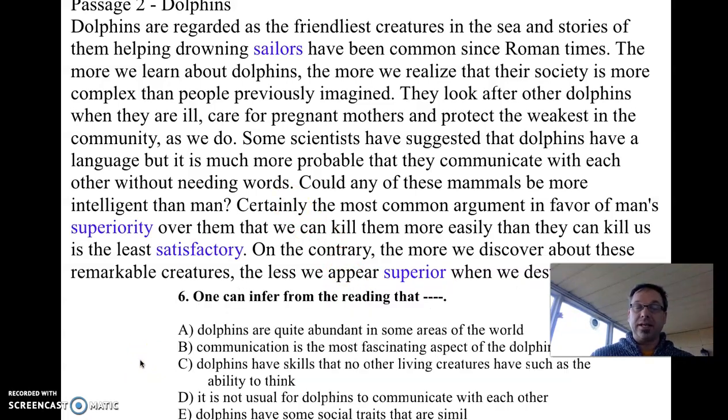And the last one, number 6, go ahead and pause. All right. One can infer from the reading that if you chose E, you are correct. Dolphins have some social traits that are similar to those of humans, right? It's not much of an inference because they do talk up here that dolphins look after other dolphins when they are ill. They care for pregnant mother dolphins. They protect the weakest, as humans do. So yes, although the author does not say dolphins have some of the same social traits, this sentence points very clearly to that idea.